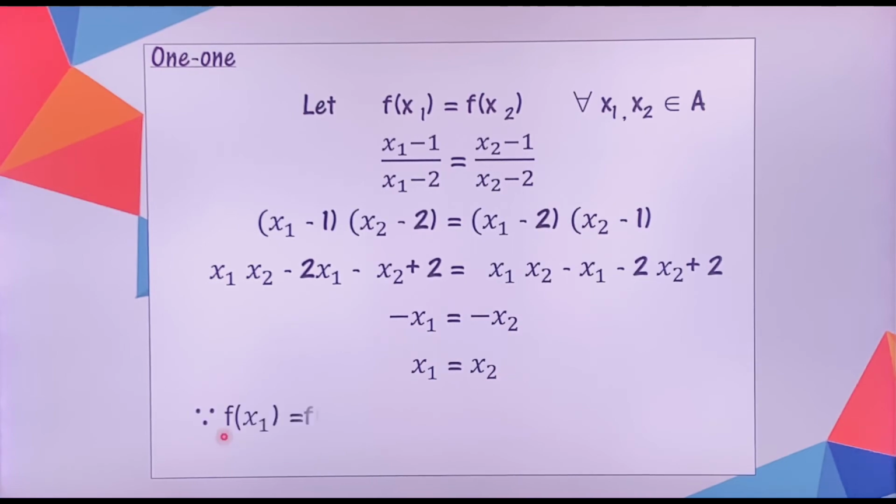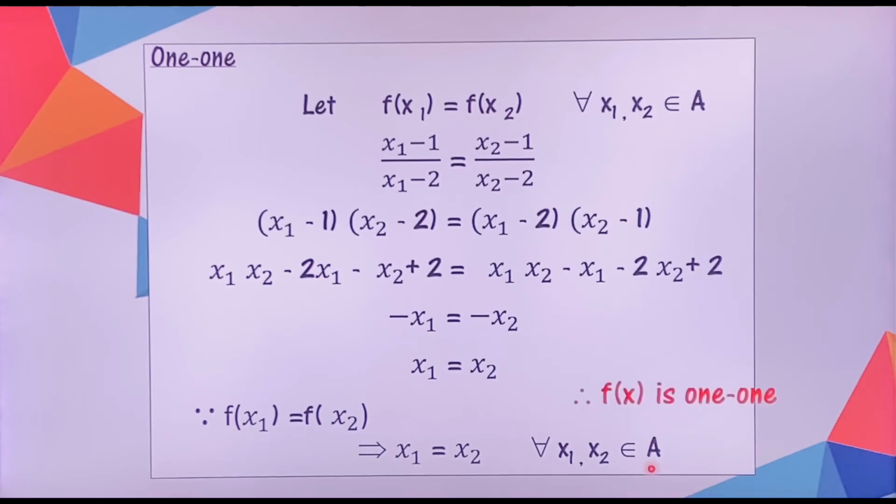Since f(x1) = f(x2) implies x1 = x2 for every x1, x2 element of A, therefore f(x) is 1-1.